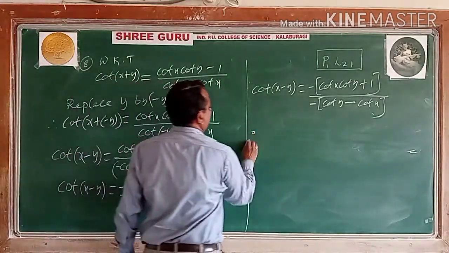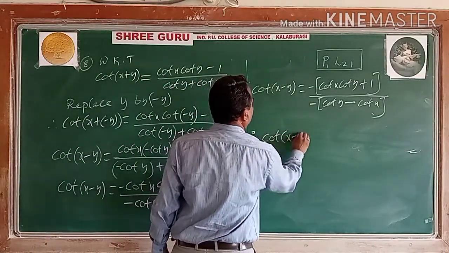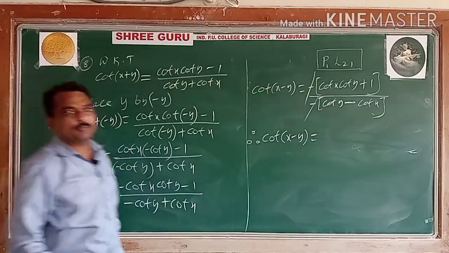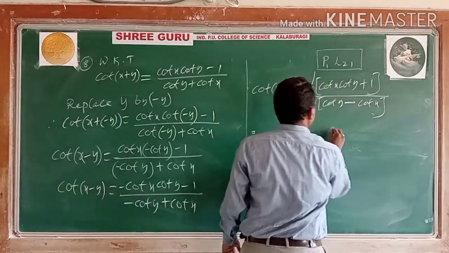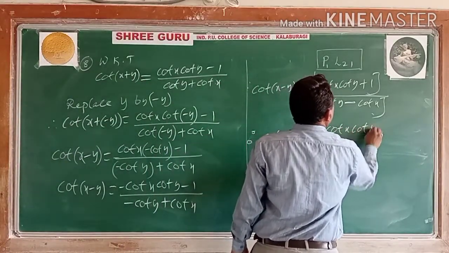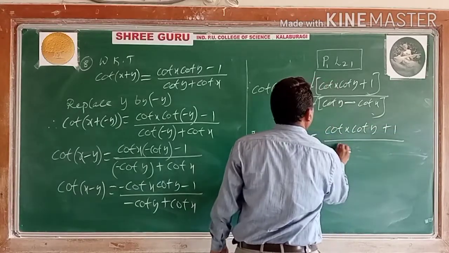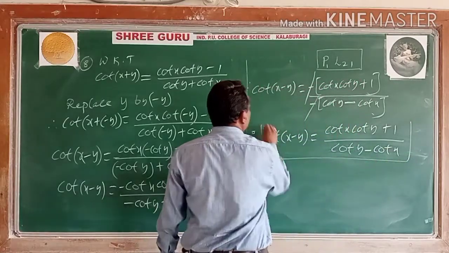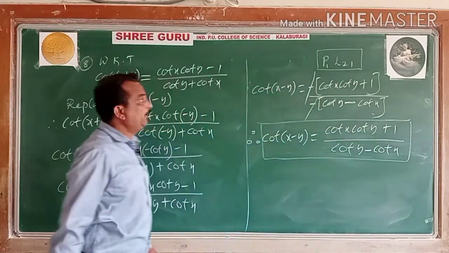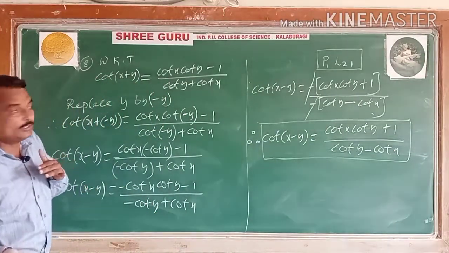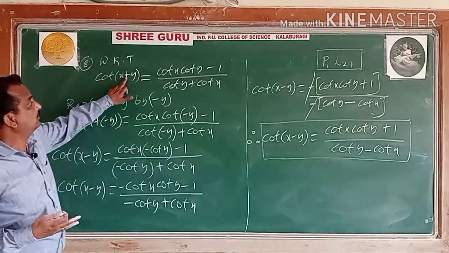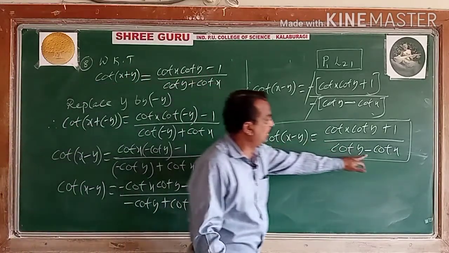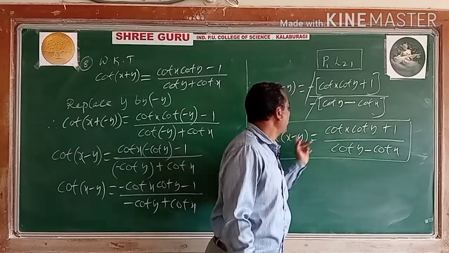So therefore, cot of x minus y is equal to, this minus minus gets cancelled, minus of minus becomes plus. This is cot x into cot y plus 1 divided by cot y minus cot x. See the difference here, students. For tan, the same sign in the numerator and the opposite sign in the denominator. For cot, the opposite sign in the numerator and the same sign in the denominator. Like that you should remember.